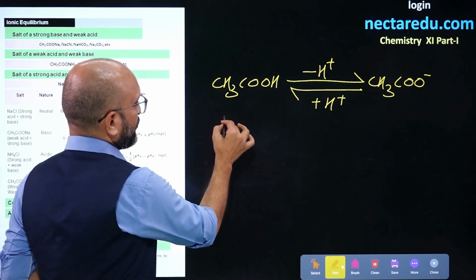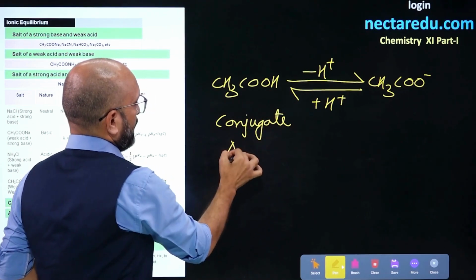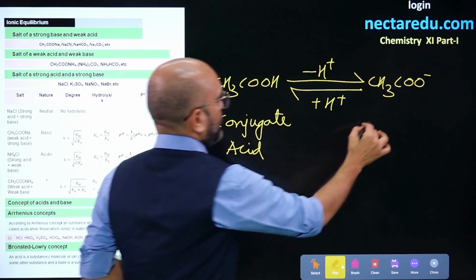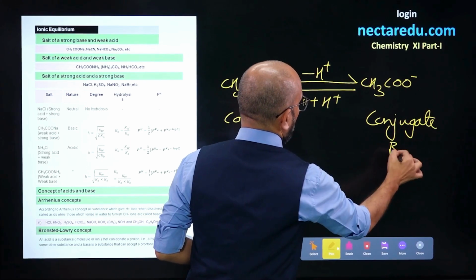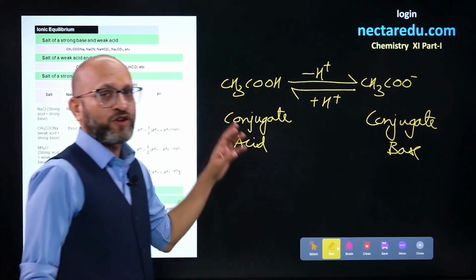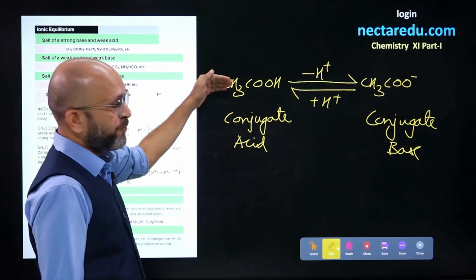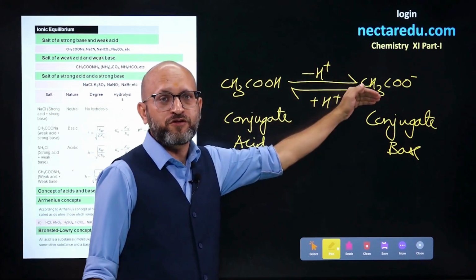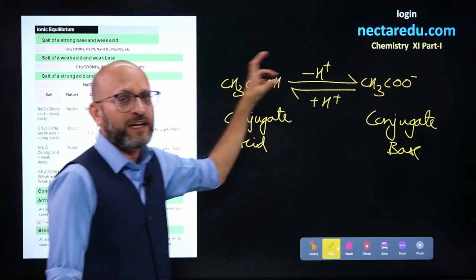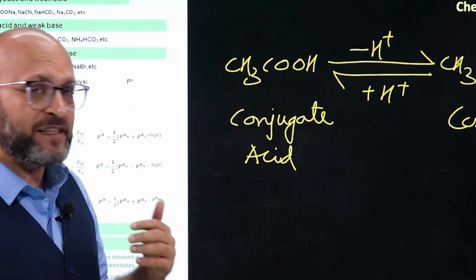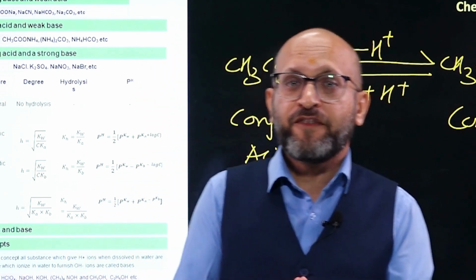So acetic acid is known as the conjugate acid, right? And acetate is known as the conjugate base. So the conjugate acid base theory is part of Bronsted acid base theory. There is a difference of one H plus. If you remove one H plus, you form the conjugate base, and if you add H plus to the conjugate base, you get the conjugate acid.